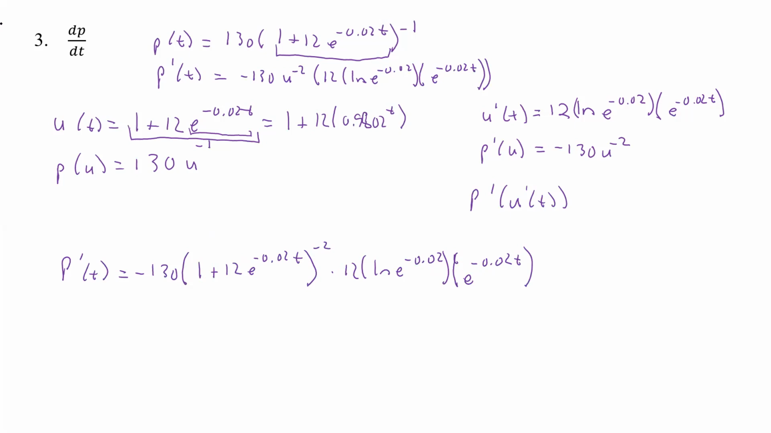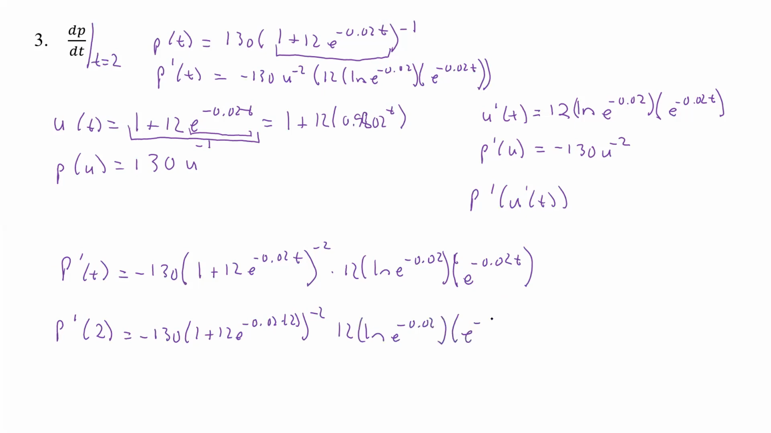And now it said I wanted to evaluate it always at t equals 2. So now I need to plug a 2 into this long thing to get that derivative, so the change there, okay? And so P prime of 2 is equal to negative 130 times 1 plus 12 e to the minus 0.02 times 2, like that, to the negative 2, and then times 12 ln e to the minus 0.02, and then we'll put that in parentheses, and then e to the minus 0.02 times 2 in parentheses.